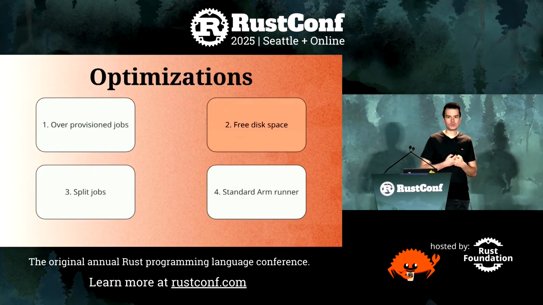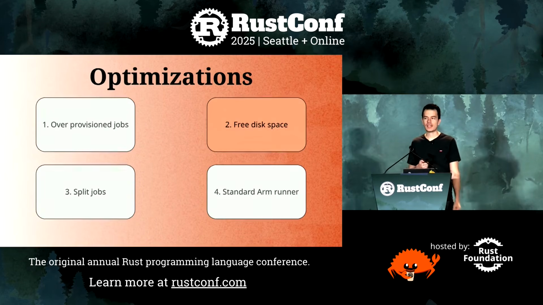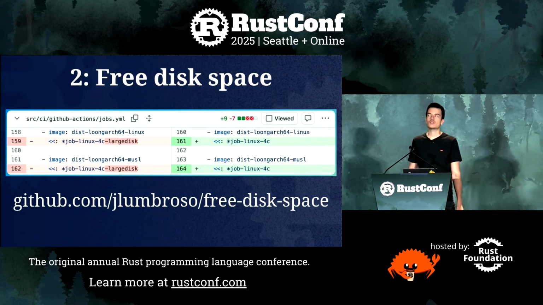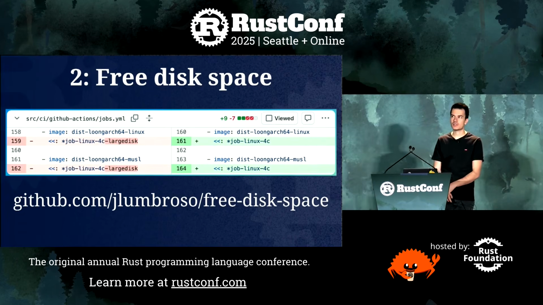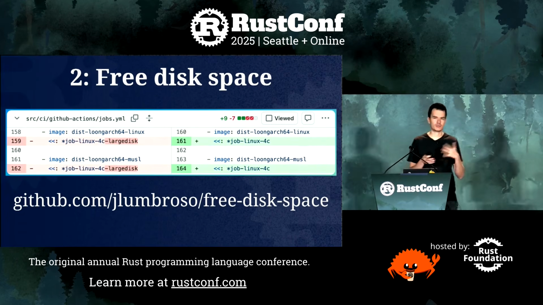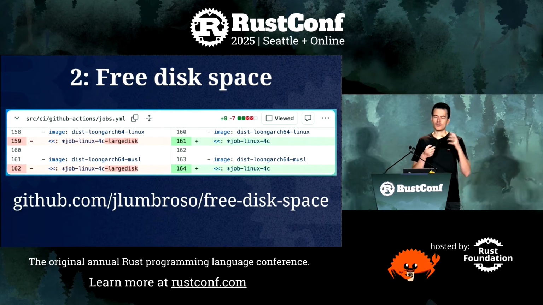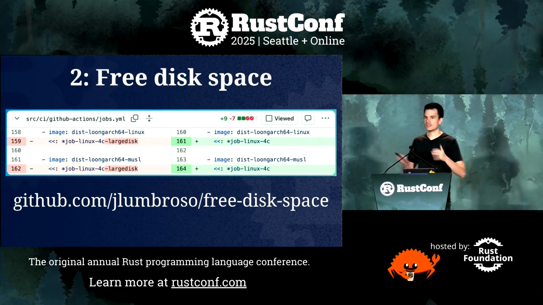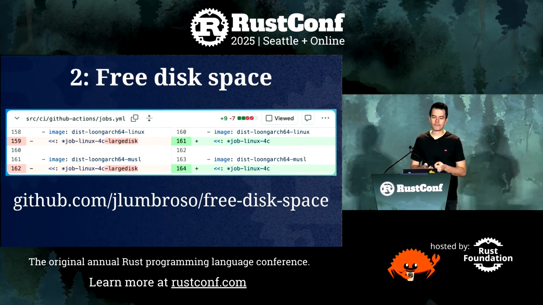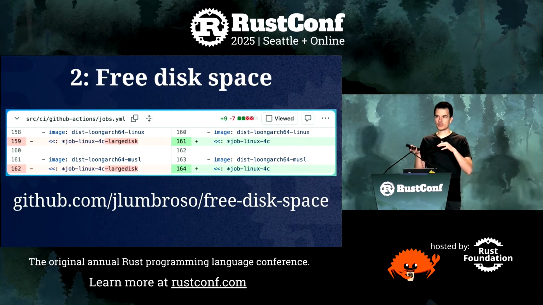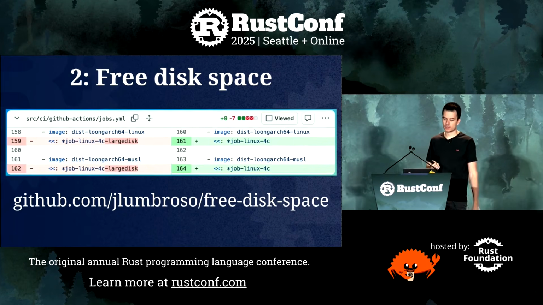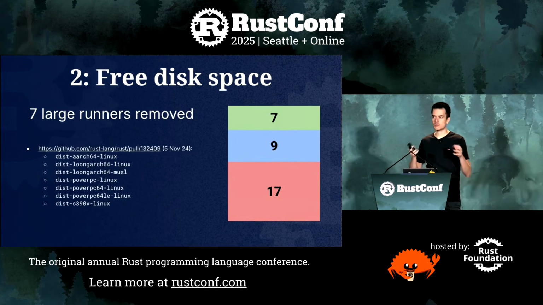The second optimization we did was freeing up disk space. So we said that GitHub standard runners come with a guaranteed disk space of 14 gigabytes. So we were using 4 cores large runners just for the disk space. The number of cores and the RAM was the same. We managed to move to the standard runners by using this GitHub action. It's called free disk space. And by doing this, we managed to remove 7 large runners.